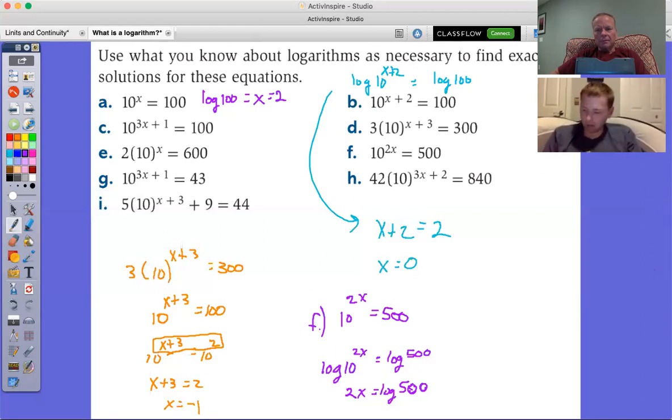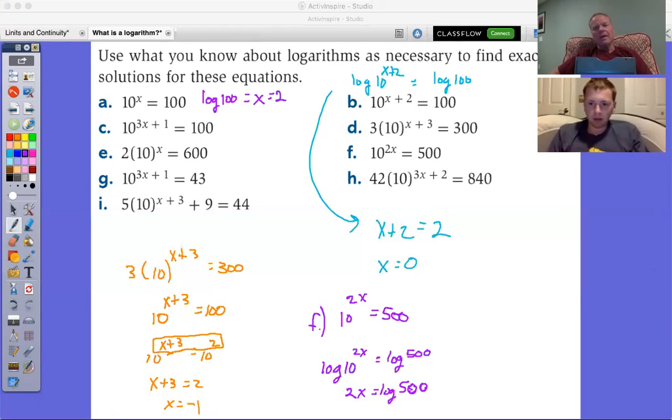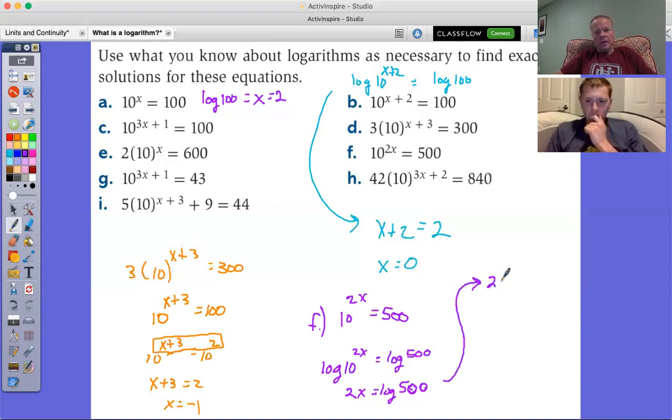Not sure. Let me see. This is what we're going to have to do. Right now, I'm firing up my TI-84 emulation mode, which you can't see. I'm going to hit the LOG button on the left-hand side, the log of 500. So we can use our calculator. I'm going to round to 1 decimal. It's 2.7. So 2x equals 2.7, divide by 2, 1.35. Did I do good math there?